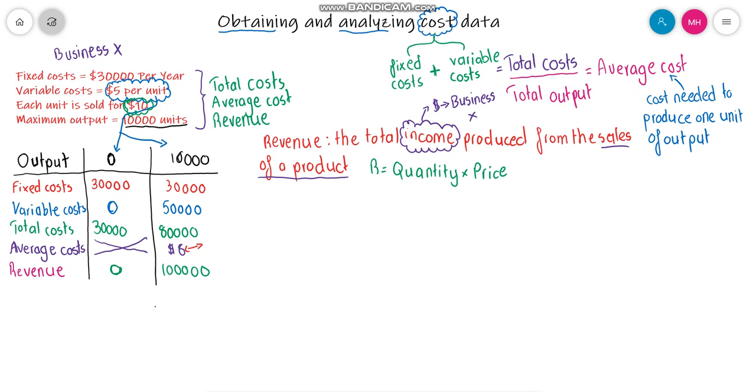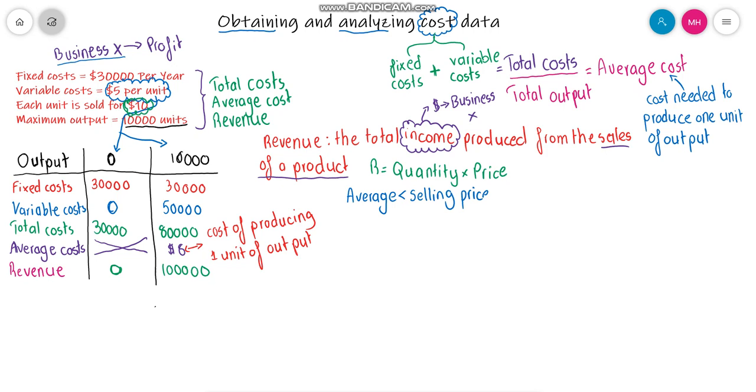Okay, now let's analyze business X's position. As we said, average cost is the cost of producing one unit of output. The selling price is $10 and average cost is 8, so they have raised the price, and these guys are trying to make a profit. Okay, so I'll write a quick note. If average cost is less than selling price, this means that the business is making a profit, and in this case business X is making a profit.